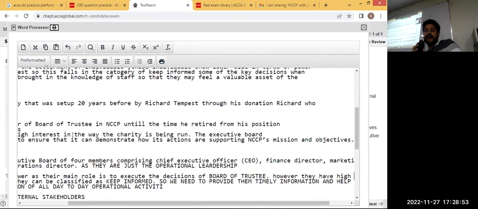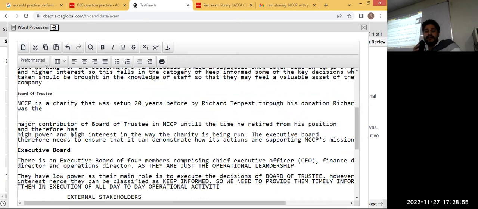However, they have high interest, hence they can be classified as keep informed. So we need to provide them with timely information and help them in the execution of day-to-day operational activities.